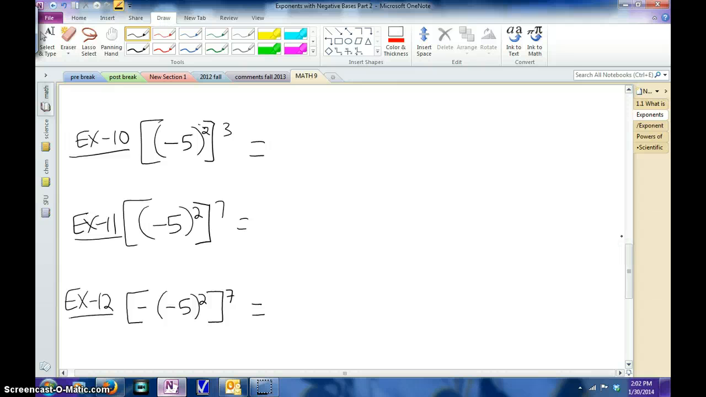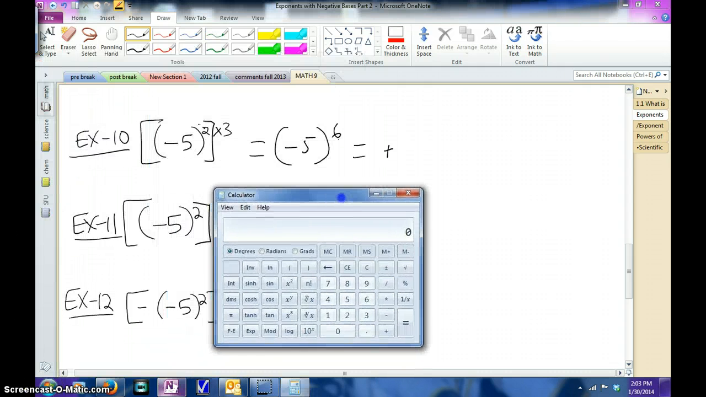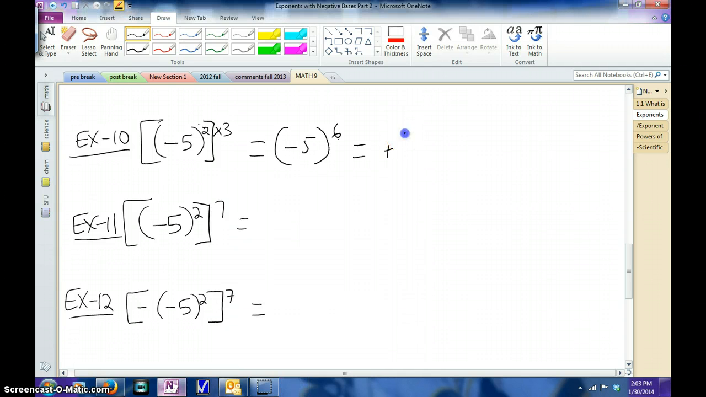Okay, this next set of 3, negative 5 squared to the power 3. Again, a power raised to a power, let's multiply, so it's negative 5 to the power 6. And is this going to be negative or positive? Well, there are 6 negative signs, an even number, so it's going to be positive. Positive what? 5 to the power 6. Let's calculate that. 5, x to the y, 6, equals 15,625. Done.